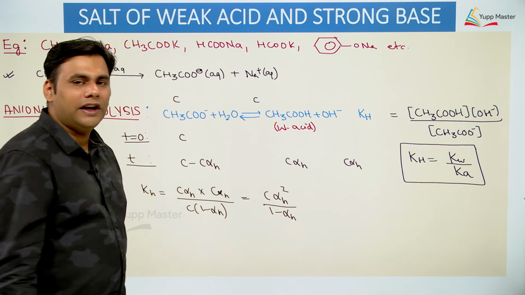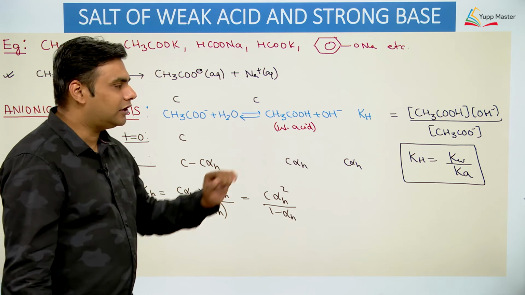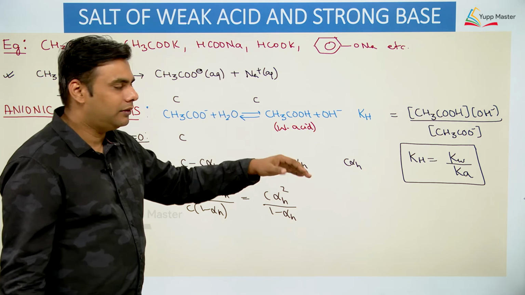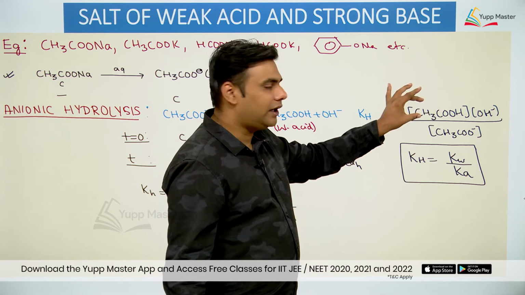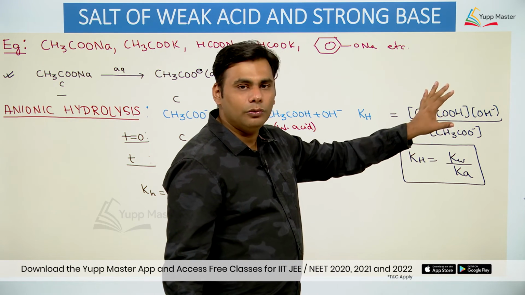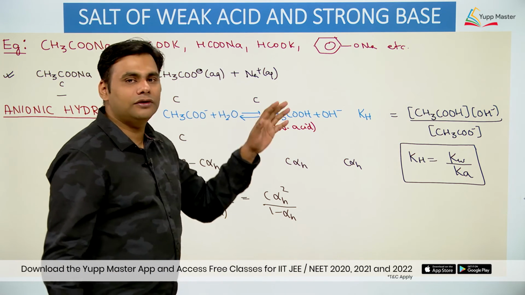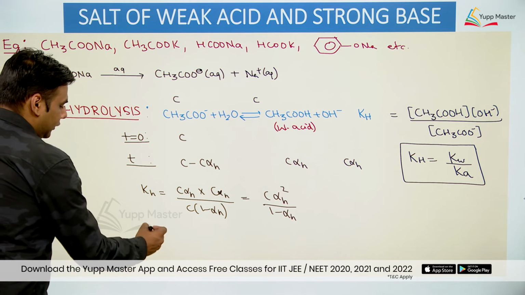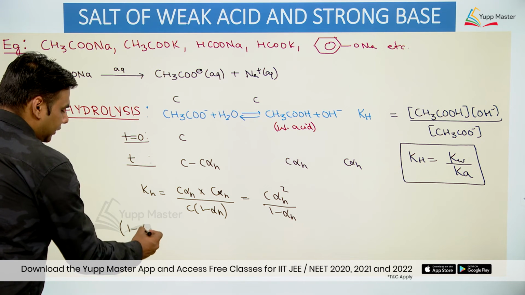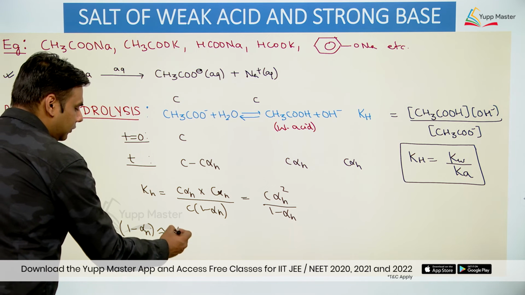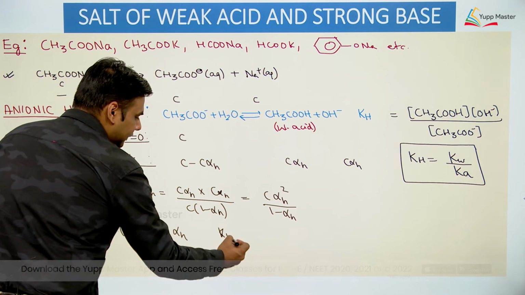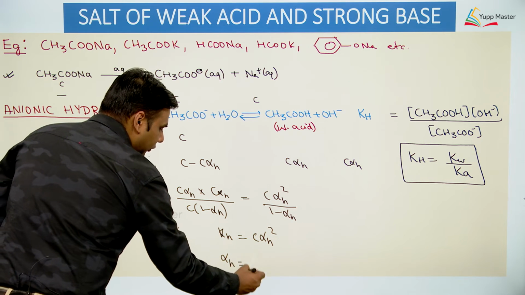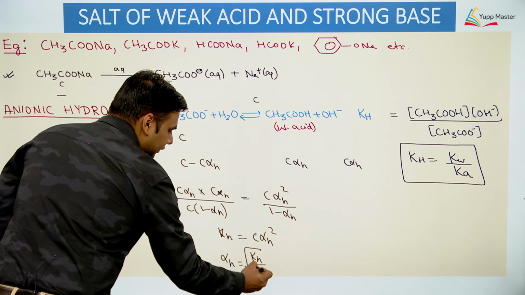So, obviously, the value of Kh is also small. The value of Kh is small, it means that this reaction has not gone to the forward direction, because if Kh is small, that means the numerator is small and denominator is high, it means that reaction has not come to the forward direction. So basically alpha H would be small in that case. So when alpha H is small, we can assume that 1 minus alpha H is approximately equal to 1. So we can write Kh as C alpha H square. So alpha H in this case would become root of Kh upon C.